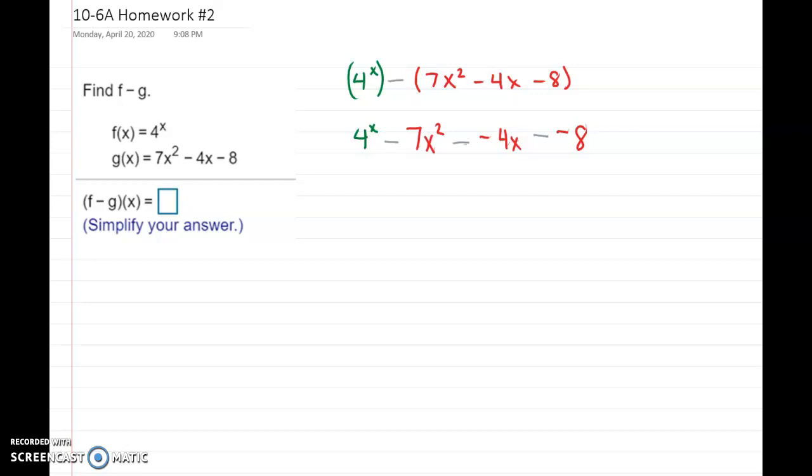So our final answer will be 4 to the x minus 7x squared plus 4x plus 8.